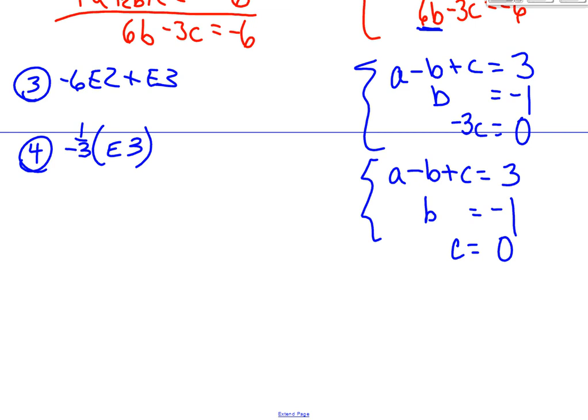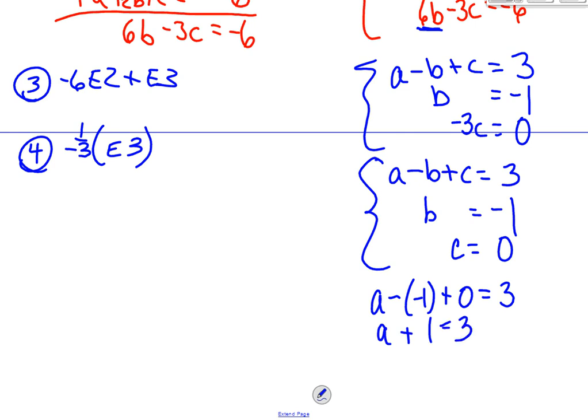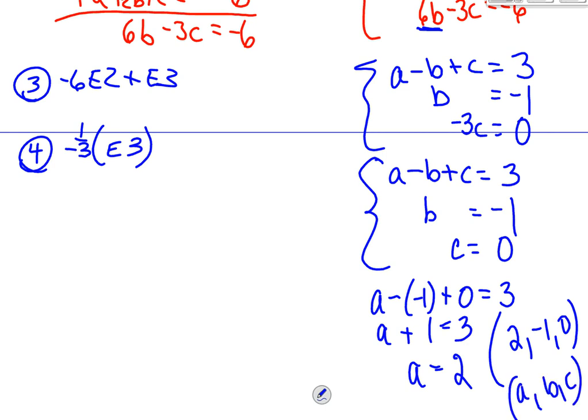Now it's in row echelon form. I'm just going to write that a little better. And so now C is 0, B is negative 1. So A minus B, which is negative 1, plus C, which is 0, equals 3. So A plus 1 equals 3. What's A equal to? 2. So my 3 points are 2, negative 1, 0 as A, B, C.